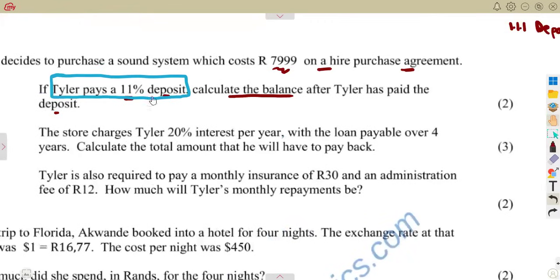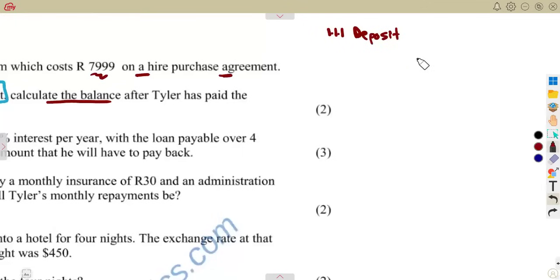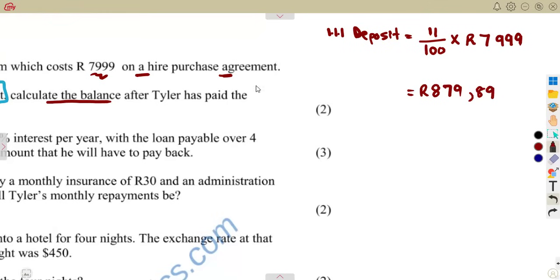which is 11%. It was already paid, this one. 11% was paid. So it's 11 out of what? 100. Remember to remove the percentage, divide by 100, then you multiply by the amount of the sound system, which is what? 7,999. So that is going to be 879.89. If you multiply properly, you've got your deposit. Out of this amount, this is what was deposited.